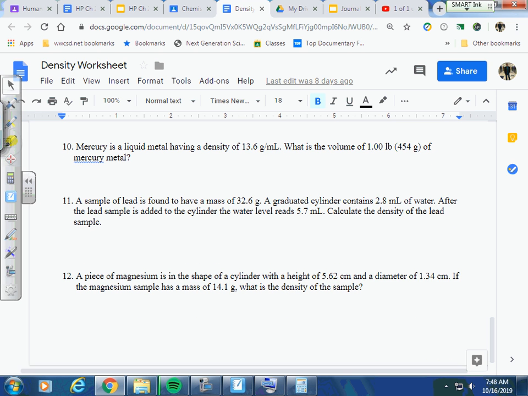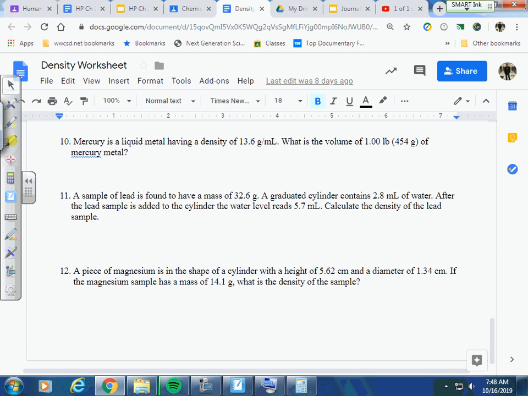All right, and then number 10, mercury is a liquid metal having a density of 13.6 grams per milliliter. What's the volume of 1 pound? We don't really deal with pounds. We do deal with grams, though, 454 grams. What is the volume they're asking for?